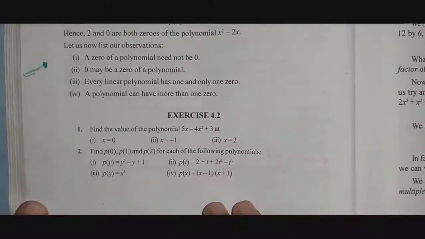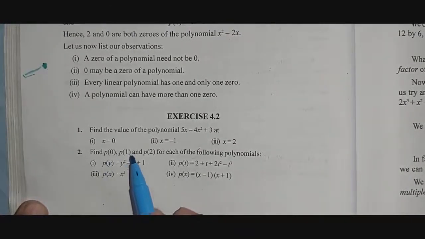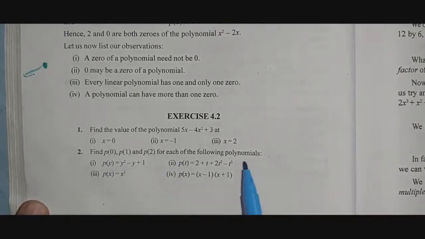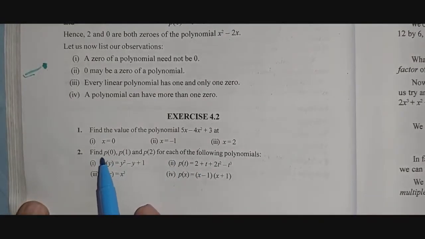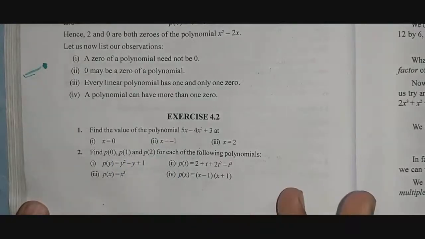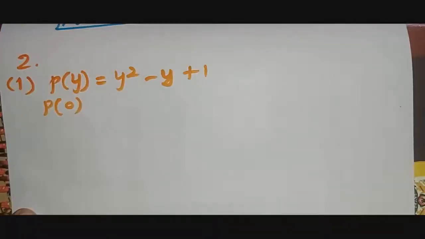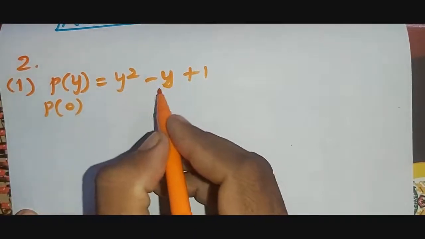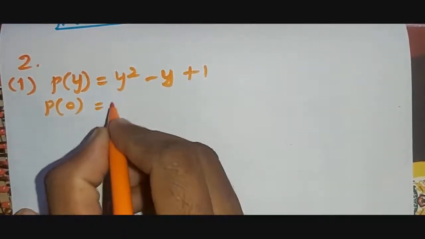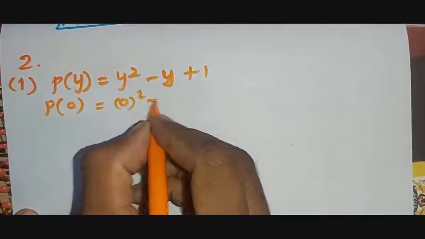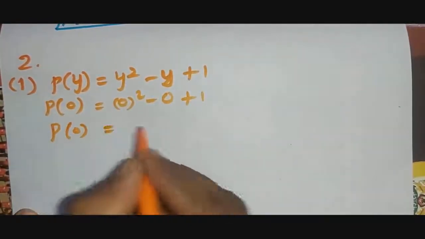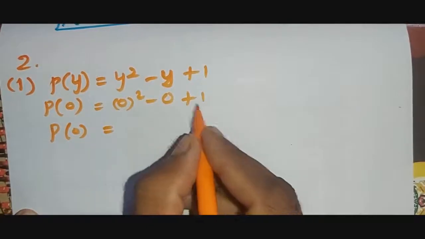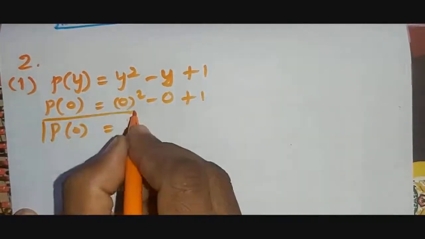Okay dear students, now let us discuss the second one. Find P of 0, P of 1, P of 2 for each of the following polynomials. Okay, for each polynomial we need to find out P of 0, P of 1 and P of 2. P of y is equal to y square minus y plus 1. P of 0 is 0 square minus 0 plus 1. Therefore, P of 0 is equal to 0 minus 0 plus 1. Therefore, the right answer is 1.